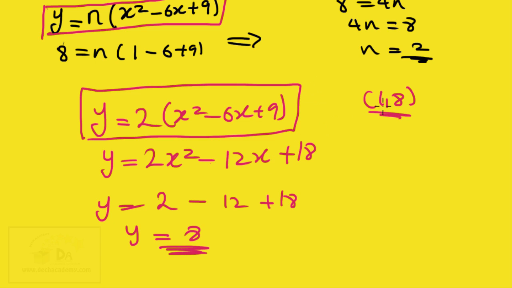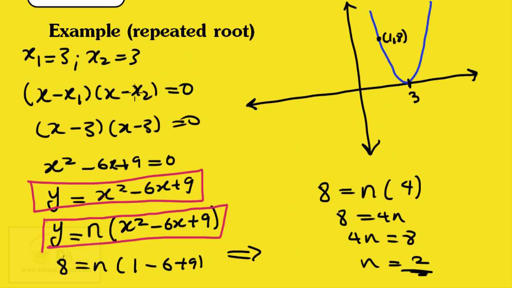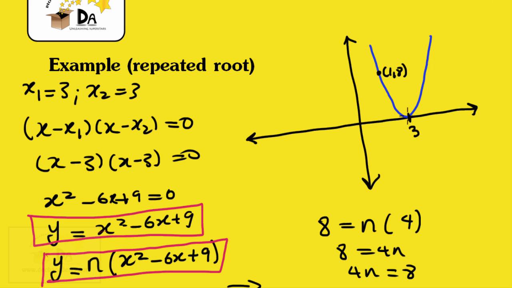And here we just did a test. We just tested the point, and we found out that the coordinates of this point actually satisfy the equation. And I've asked you to try and determine the roots of this equation, and you find that its root is 3, but basically 3 repeated.